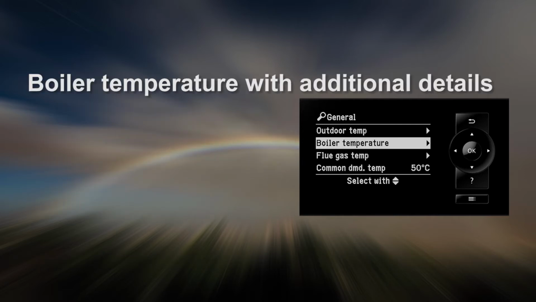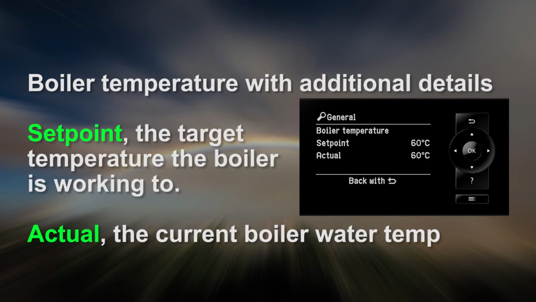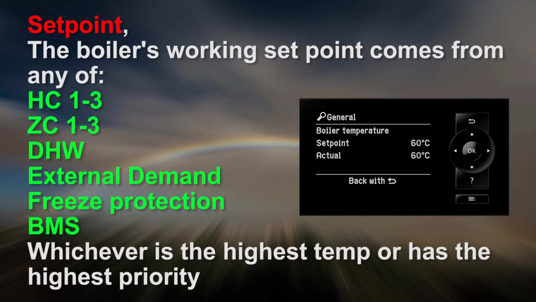Boiler temperature also has additional details: set point, the target temperature the boiler is working to, and actual, the current boiler water temperature. The boiler's working set point comes from any of heating circuit 1 to 3, zone circuit 1 to 3, DHW, external demand, freeze protection, or building automation, whichever has the highest temperature or the highest priority.